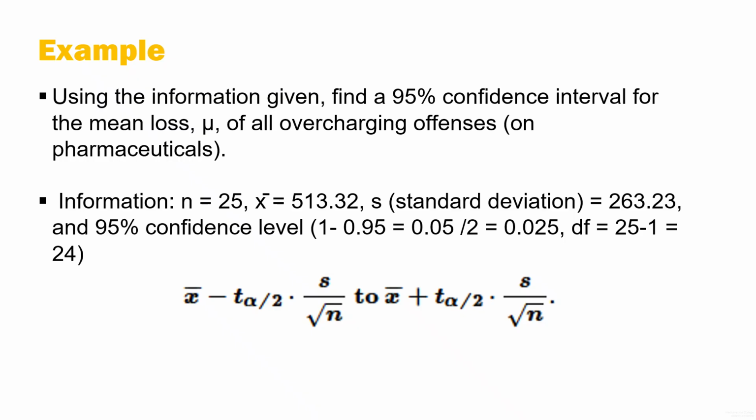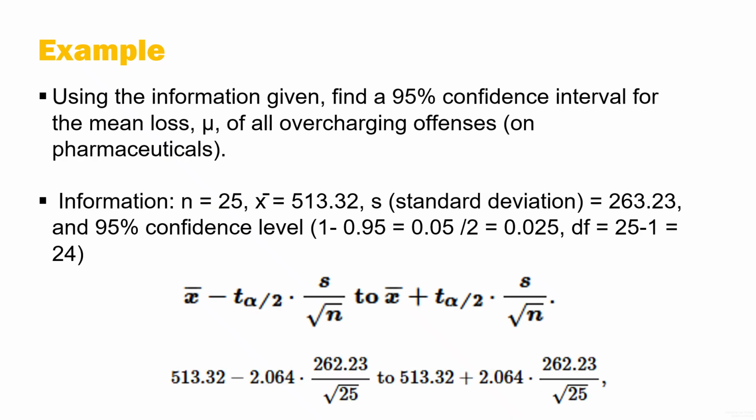Now, I encourage you to pull out your T table right now, and using 0.025 and 24 for your DF, try to find your T alpha divided by 2. Pause the video, try it out, see if you can get it. And the rest of it, you're just putting it into the pieces of the equation. So X bar plus or minus your T alpha divided by 2, which should be 2.064, multiplied by your standard deviation over the square root of 25. And then we do it again so that we can do it on the addition side.